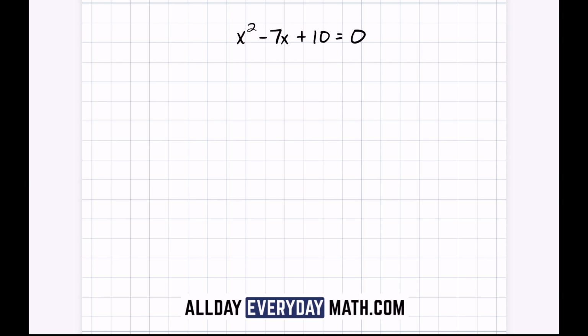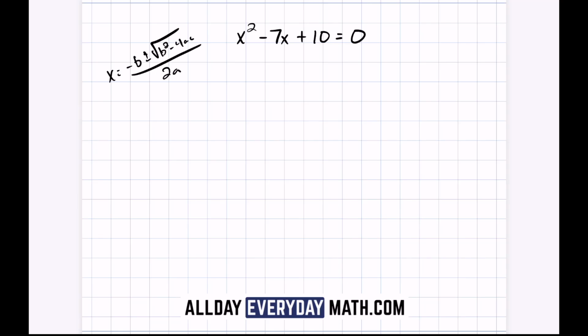All right, so we want to solve this quadratic equation by using the quadratic formula. So we have the equation x squared minus 7x plus 10 equals 0. And we know that the quadratic formula is x equals negative b plus or minus the square root of b squared minus 4ac, all over 2 times a.